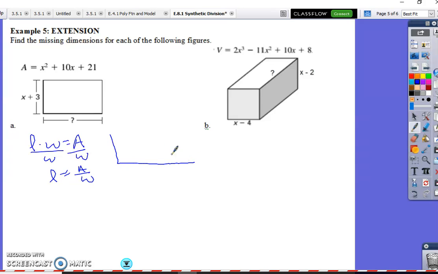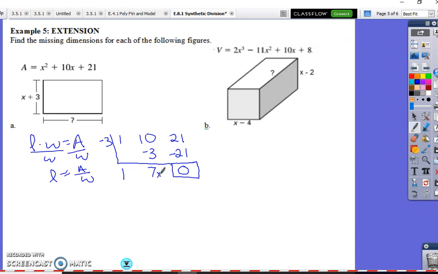So setting up my L chart, I'm going to have a 1, a 10, and a 21. Those are coming from the area. And then a -3 out here from the width, and that'll help us find our length. So bring the 1 down. 1 times -3 is -3. Add those together is 7. 7 times -3 is -21. And add those together, you get 0. Now, in these real-life problems, if you get a remainder, you've got more of an issue. So we don't have a remainder here, so we can solve this one.